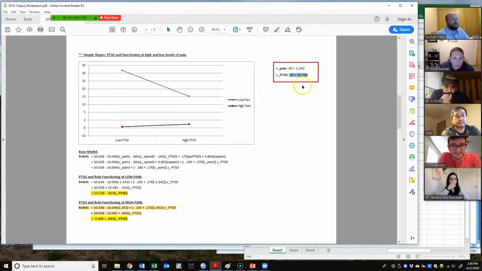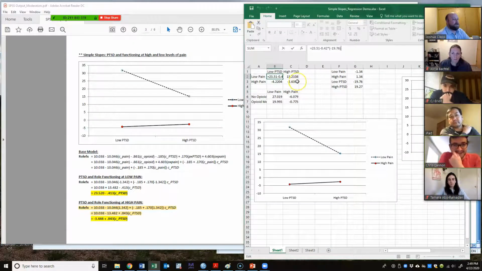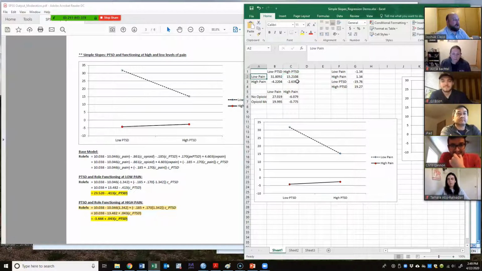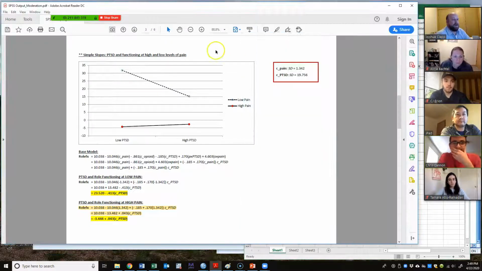Like what does it equal, or where did it come from? Standard deviation. Right. Yep. Same thing here. It's still my low pain function, right? It's a simple slope of low pain, but now I'm just plugging in a standard deviation above.